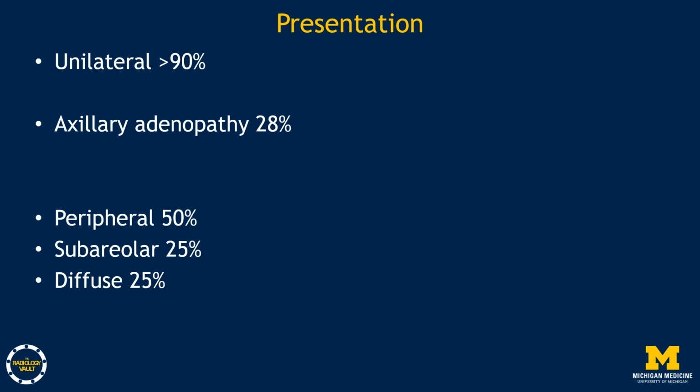Most of the time, this is unilateral, greater than 90%, and there can be axillary adenopathy in about 28%. Location, it can be peripheral in 50%, subareolar in 25%, and diffuse in an additional 25%.